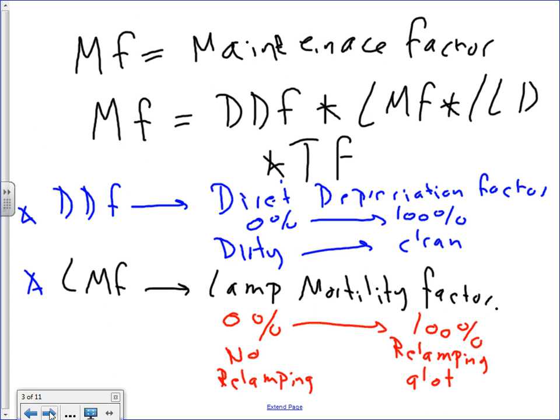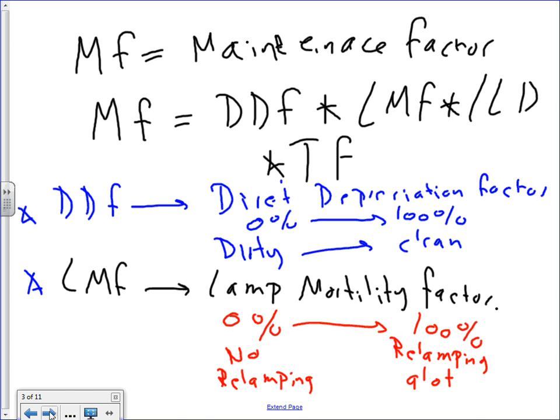Okay, now the rest of it, guys, is what is the maintenance factor? They define the maintenance factor. If you look at the maintenance factor definition, guys, it's made out of DDF, and you're going to learn a lot of acronyms here: DDF, LMF, LLD, and TF. These are all factors. Now, what the heck are these, Chad? I've never heard of them, right?